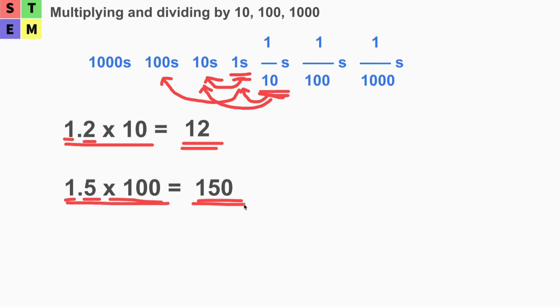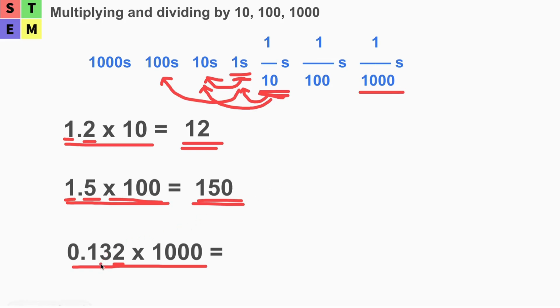Okay, so next example, we have 0.132 times 1,000. So here we have 2 at 1,000's place, okay, 3 at 100's place, and 1 at 10's place, okay, and basically 0 at 1's place. Okay, so times 1,000, that means we're going to shift what? 3 places to the left.